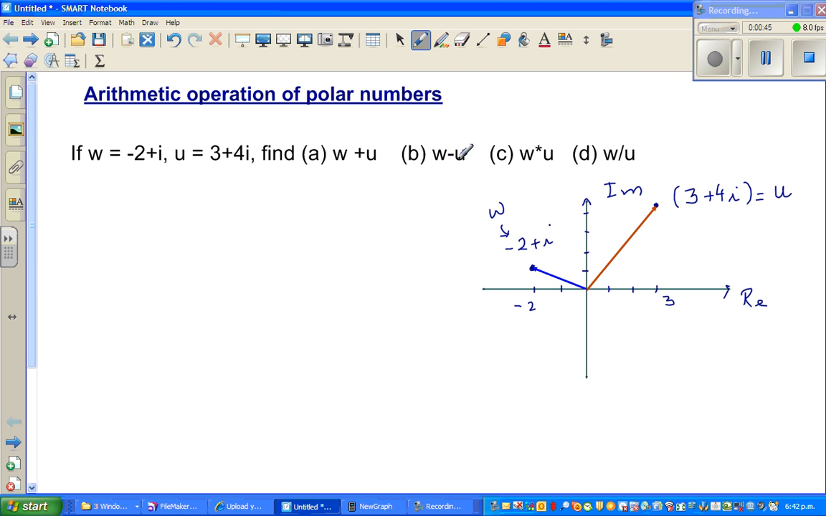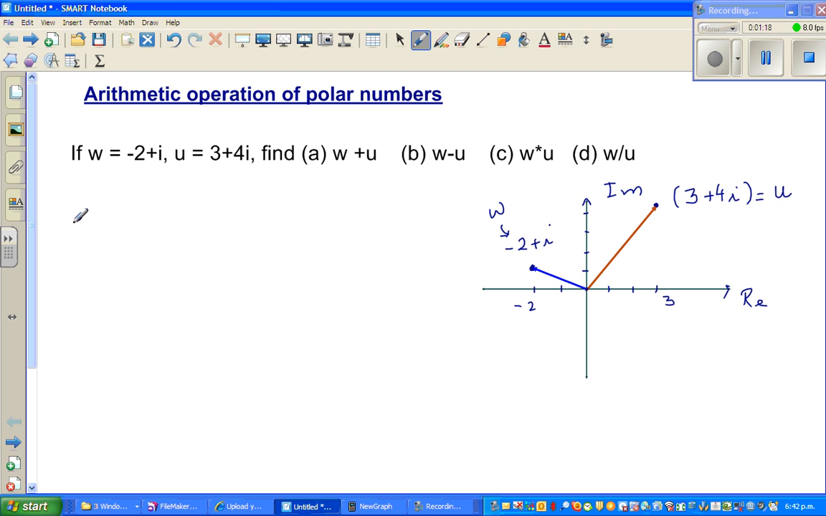So we want to add, subtract, multiply, and divide. If you have learned vectors in physics, it's basically adding and subtracting vectors. So I'll not go into details of vector addition and subtraction, but my focus would be on how you do the basic operations in polar numbers. For adding and subtracting, you do the same thing as you do with real numbers.